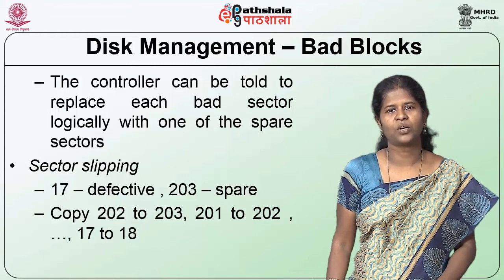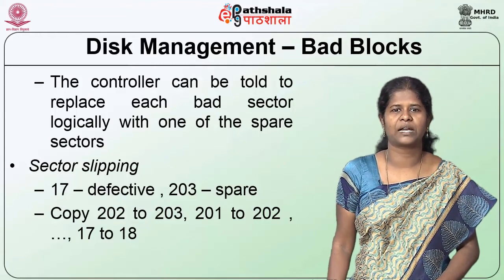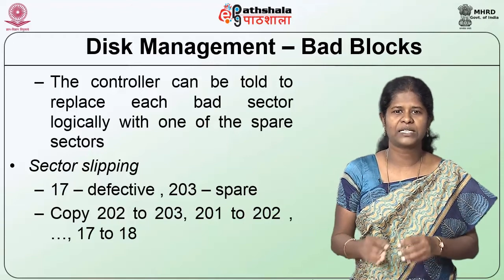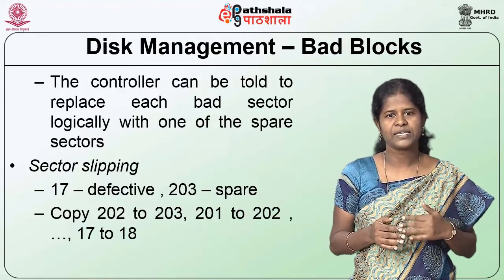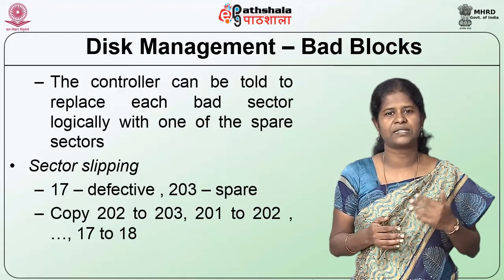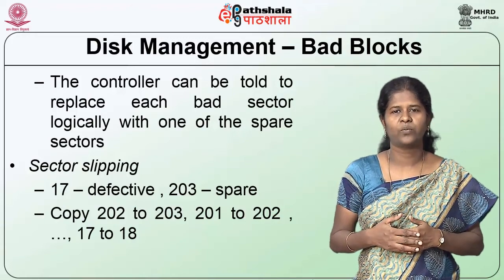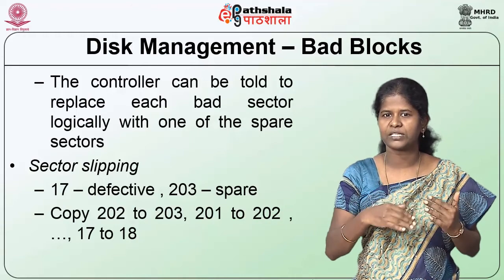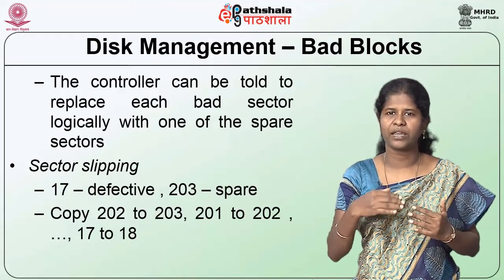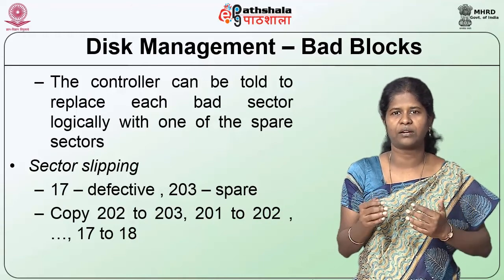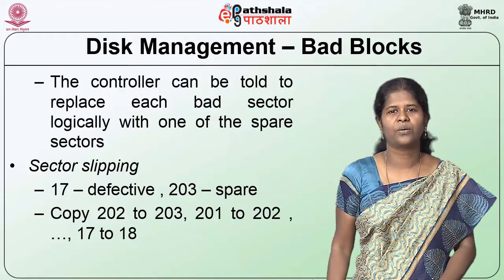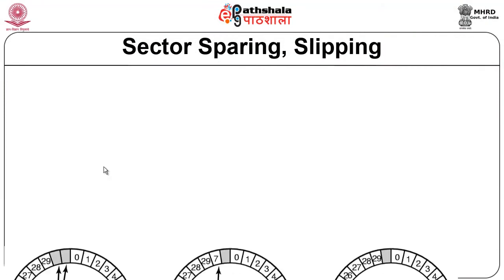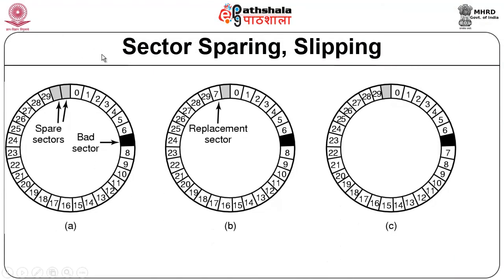And in the case of sector slipping, if one sector is found defective, and say 203 is the spare sector and 17 is the defective sector, then you just keep moving the contents of one sector to the next, so that you will get a free sector. We will see how sector sparing and sector slipping are different.